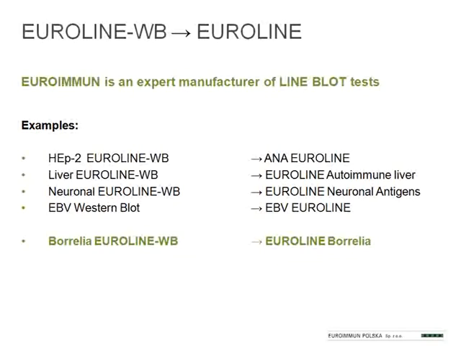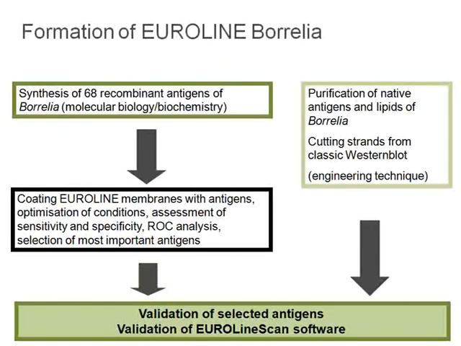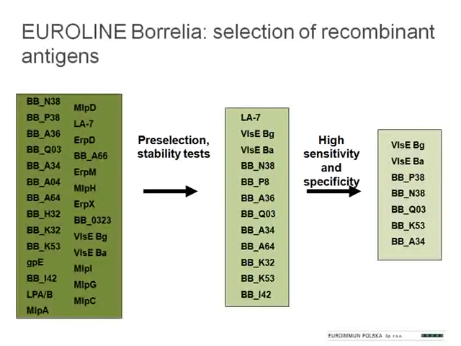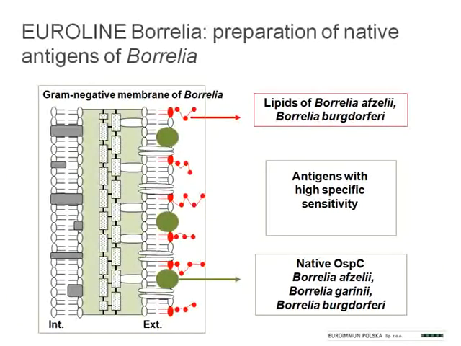But we have to say that recombined antigens passed the exam in diagnostics, for example, of antinuclear antibodies, antibodies in autoimmune liver disease, in neuronal antigens. So we hope that recombined antigens will help us in diagnostics of Borrelia as well. How did we create the test? We analyzed the genome of Borrelia, selected some immunogenic antigens, did 2-step selection and selected only the specific ones.